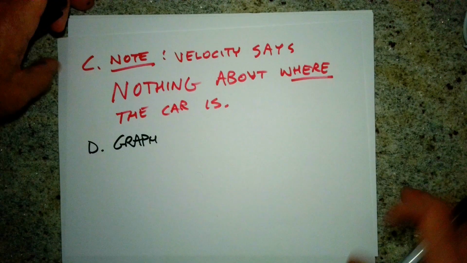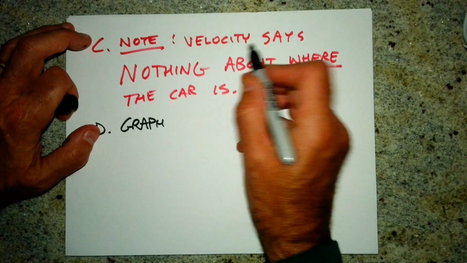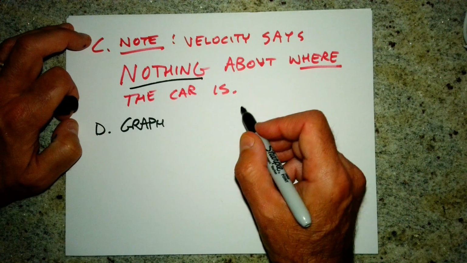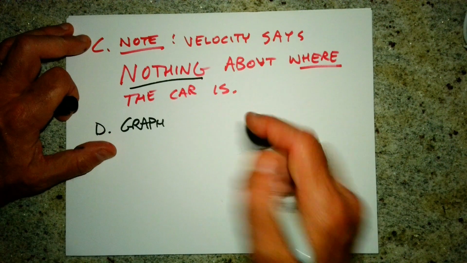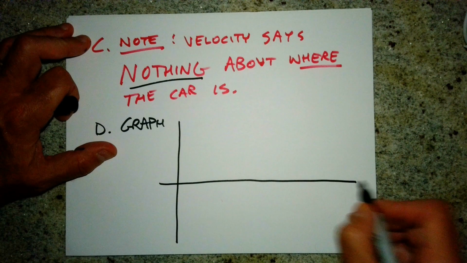Okay, now an important warning. You're used to position graphs, which tell you where something is. Velocity says nothing about where a car is. All it tells you is how fast the car is going in which direction, but it doesn't tell you where it is. Okay? Here's the standard way of making a velocity versus time graph.